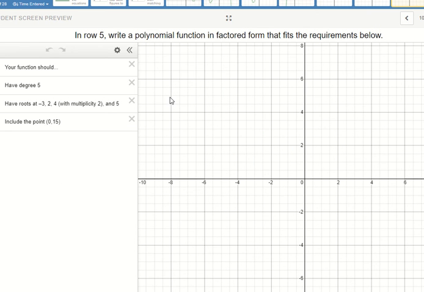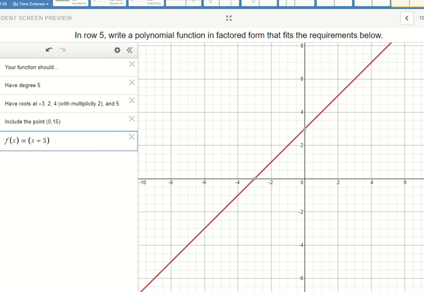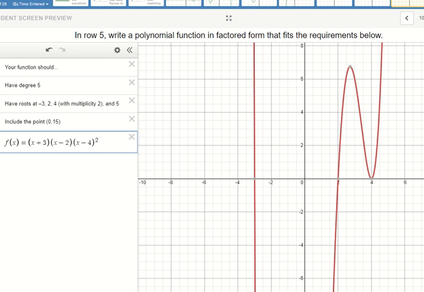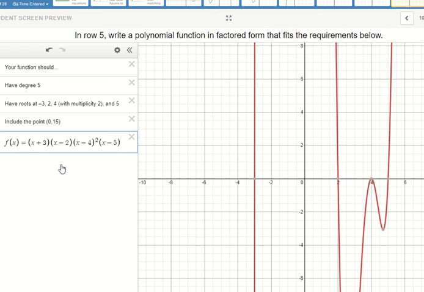And this next one is a little different because we have some multiplicities to work with. So we've got f of x equals, and then let's see, we've got x plus 3 times x minus 2, times x minus 4 squared times x minus 5. Again, I just did that by looking at the zeros right here. Degree 5: 1, 2, 3, 4, 5. So we're good. So the only thing we need to add is the a value.